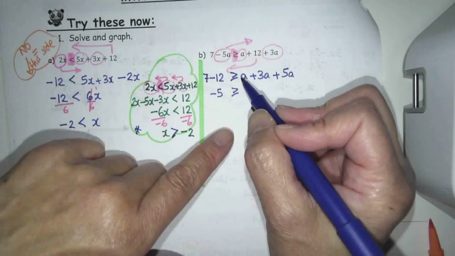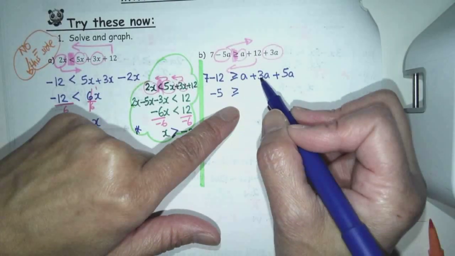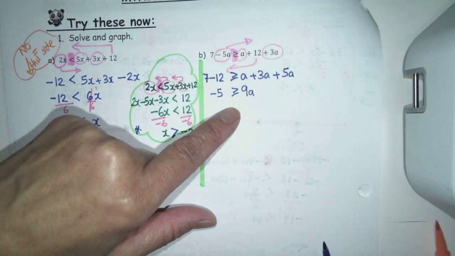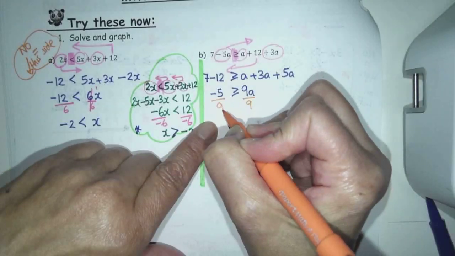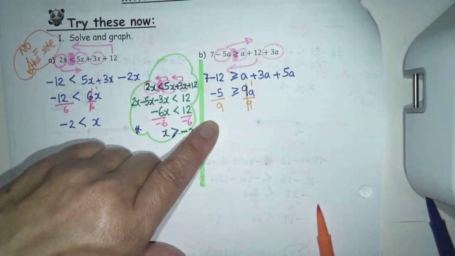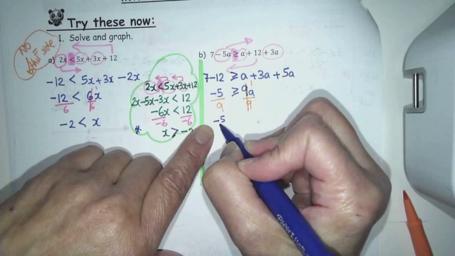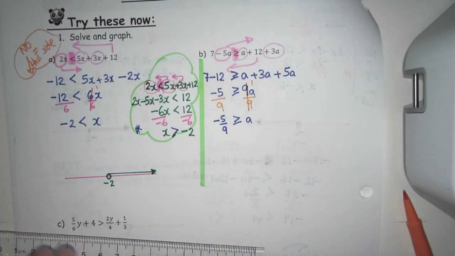I have an invisible 1, right? Remember, it's invisible 1 plus 3. 1 plus 3 is 4. 4 plus 5 is 9. I'm going to divide both sides by 9, so I do not have to change direction. So, do not change direction, you're only dividing by 9. So this stays negative 5 over 9 is greater than or equal to A. And that is actually your answer.